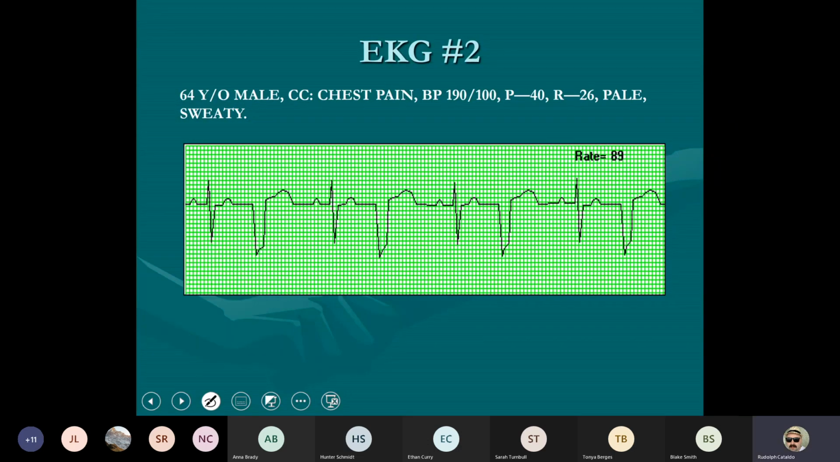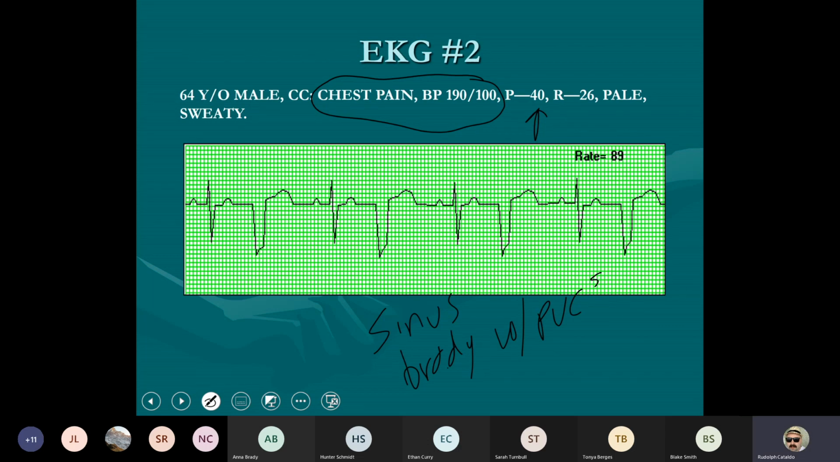All right. And that, to me, honestly, I probably wouldn't call it sinus rhythm. Maybe I would call this sinus brady with PVCs. It doesn't change my treatment. My patient has a slow heart rate. My patient is unstable.